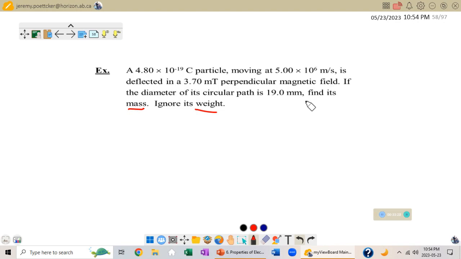Now that you've looked ahead, come back to this slide and see if you can work through it. Pause the video and see if you can come up with this formula on your own.